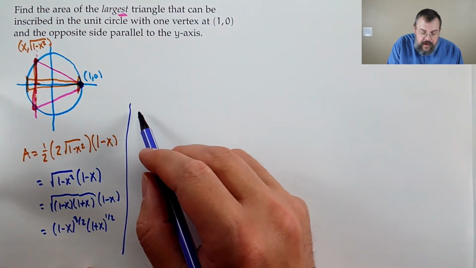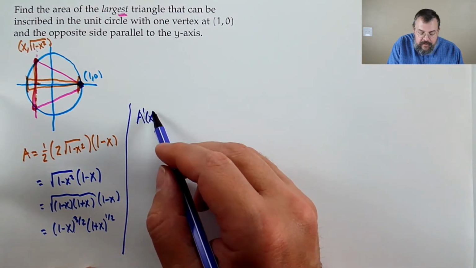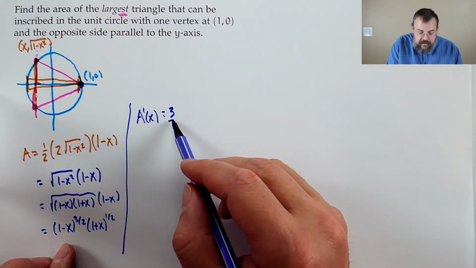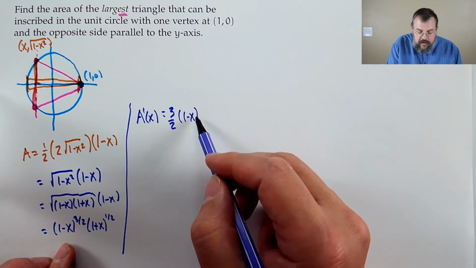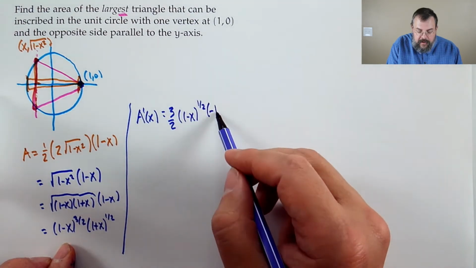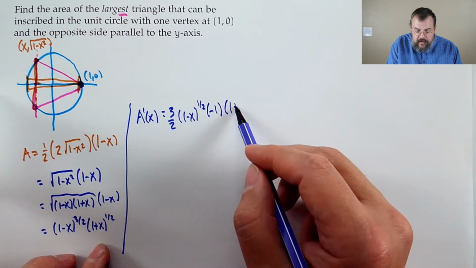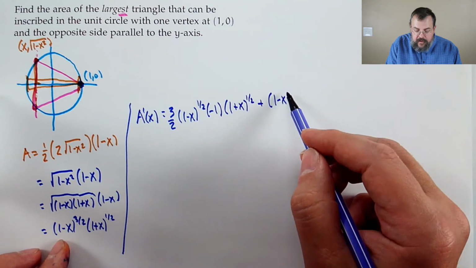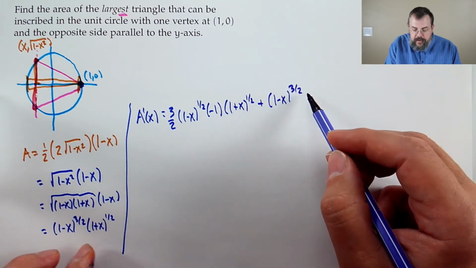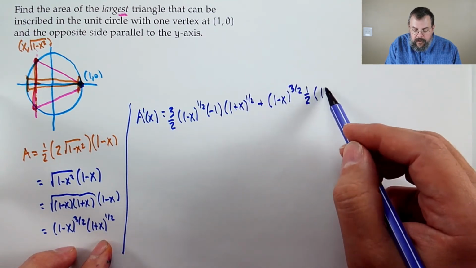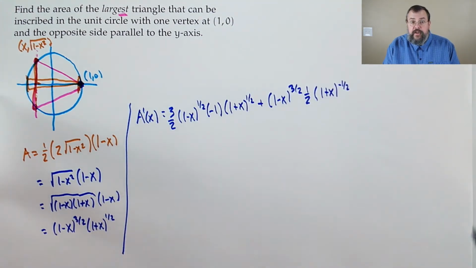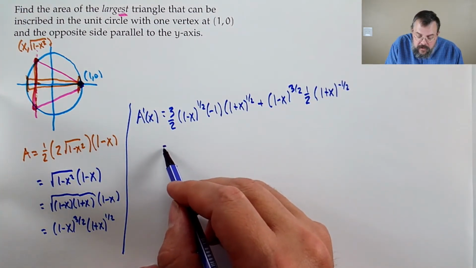So our derivative is a function of x. We're going to take the derivative of the first, so that would be 3/2 times (1 minus x) to the 1/2, and don't forget the minus 1, times the second, (1 plus x) to the 1/2, plus the first, (1 minus x) to the 3/2, times the derivative of the second, which is 1/2 times (1 plus x) to the minus 1/2, and then times 1 by the chain rule.